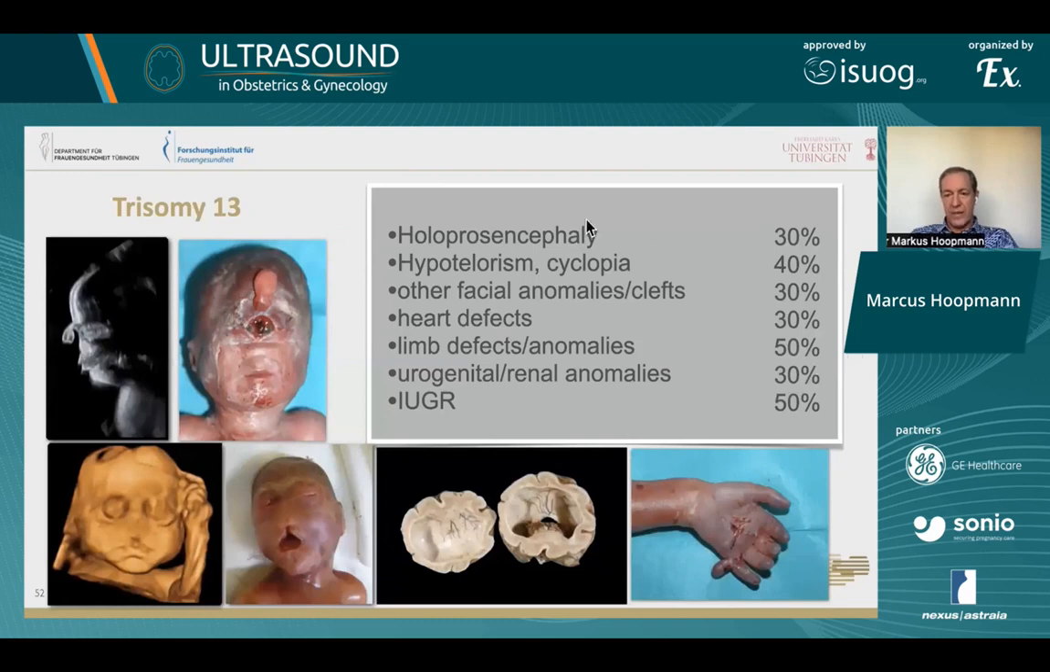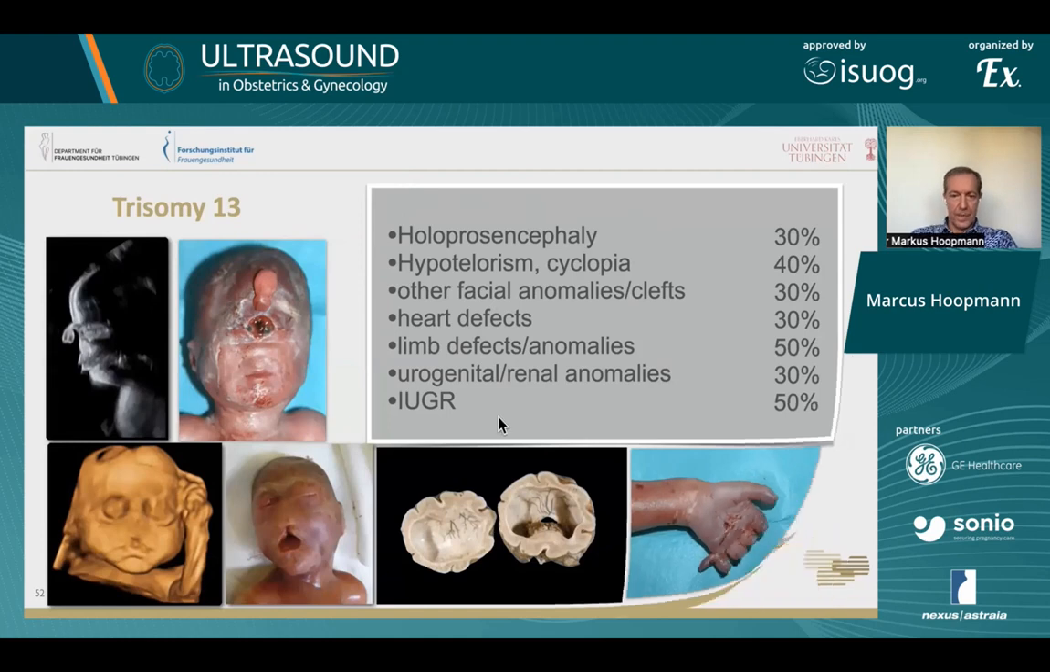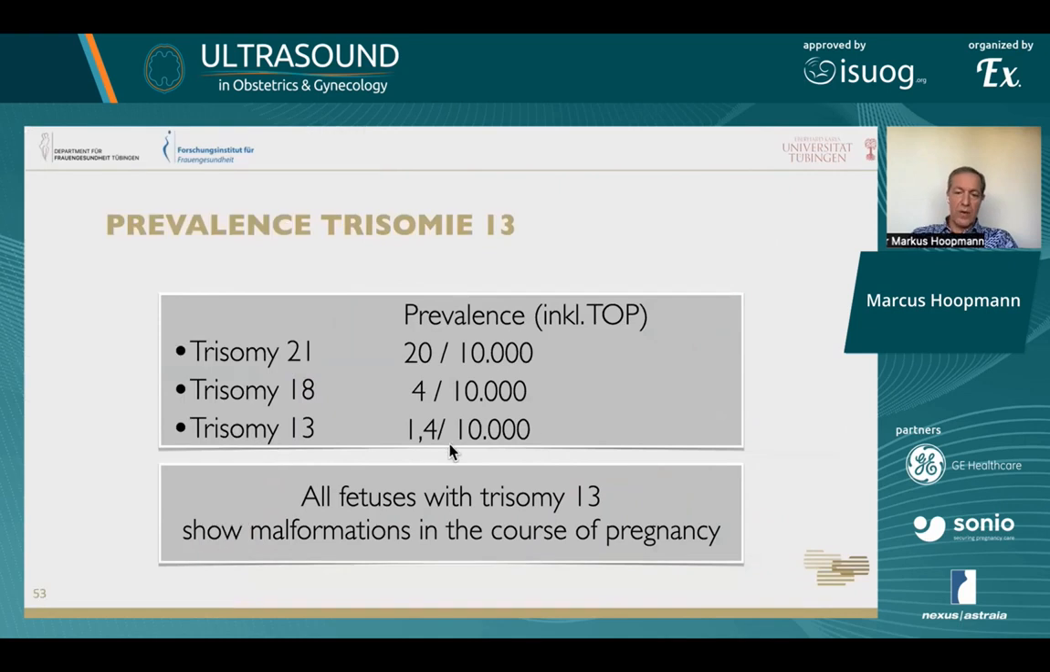Very, very typical is this holoprosencephaly, and these associated facial anomalies, which cannot be overlooked. Heart defects are very frequent. Limb defects, especially additional fingers and toes. These renal anomalies are quite frequent, and it's very frequent that they are very small. It's even rarer than trisomy 18, but it's similar. They show all malformations in the course of the pregnancy.